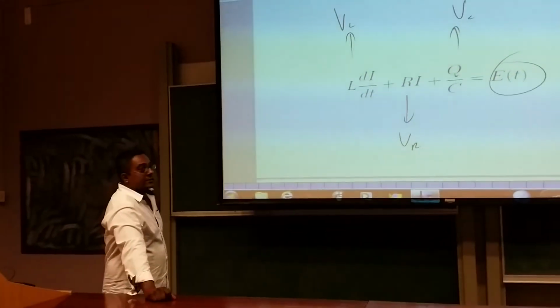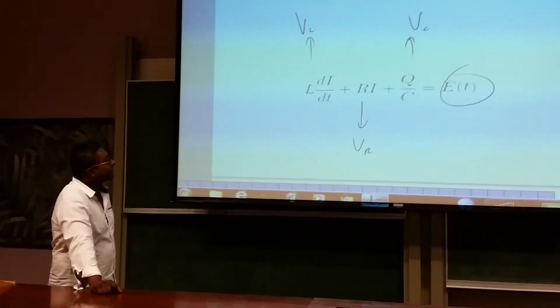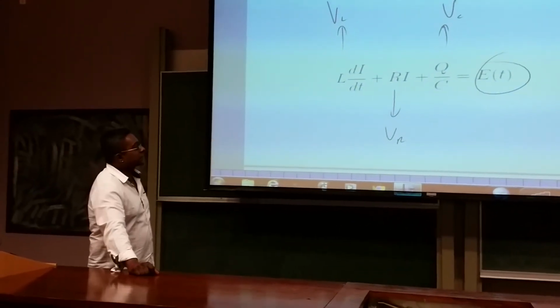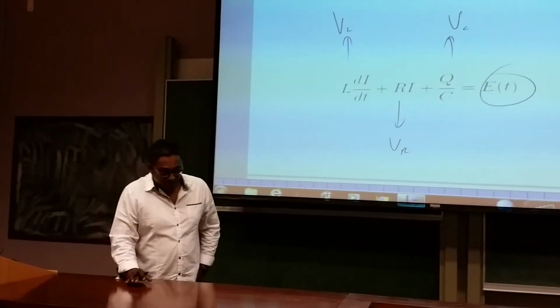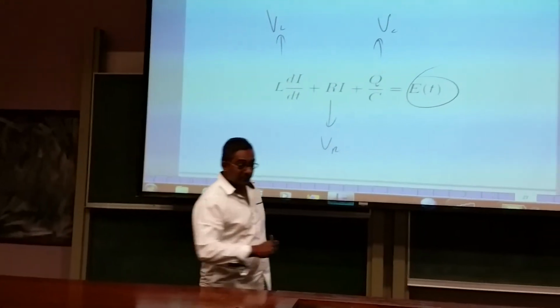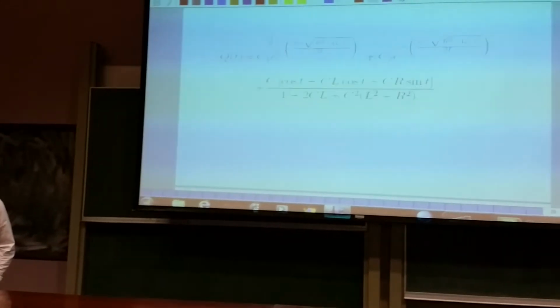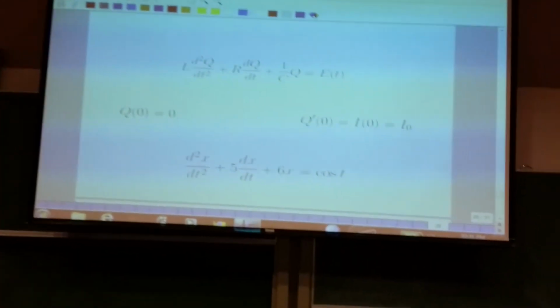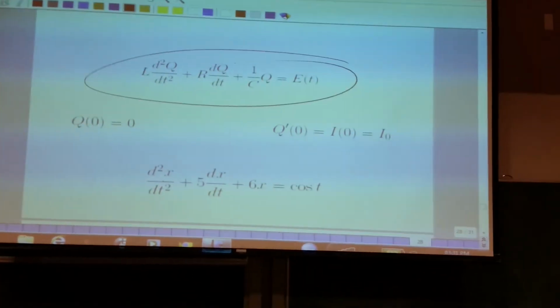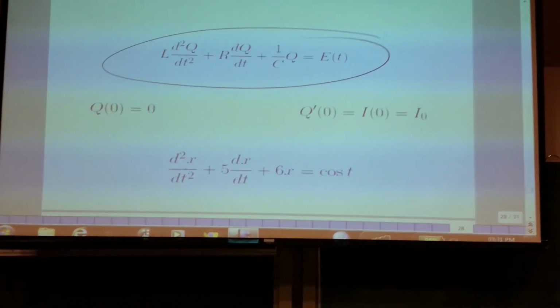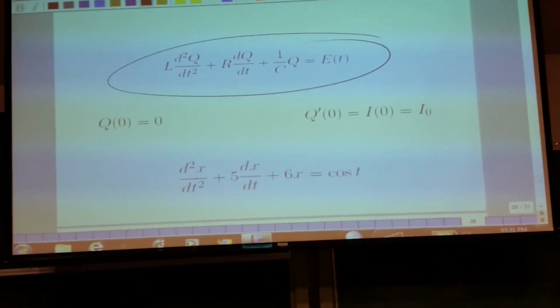Now this doesn't look like a second order equation with constant coefficients, but if you look at the link between the current and the charge, we know from high school that current is nothing more than the rate of flow of charge. Hence, if that's true, if I is dq/dt, then we have the equation that I've just circled.